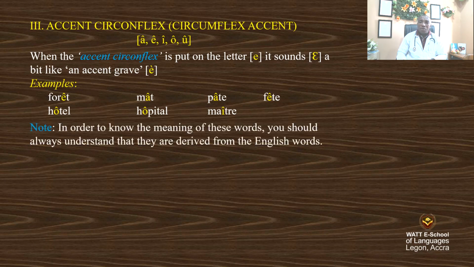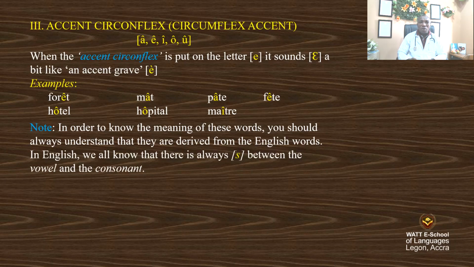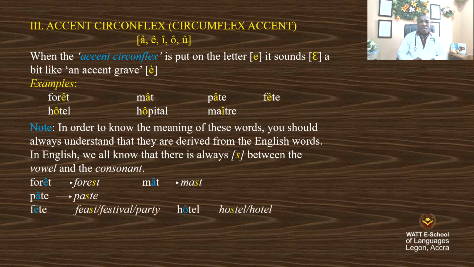In order to know the meaning of these words, you should always understand that they are derived from the English words. In English, we all know that there is always an S between the vowel and the consonant, like forêt. In between the vowel E and the consonant T, there's always an S in English. That is forest. So it becomes forêt, forest. Mât, mast. Pâte, paste. Fête, feast, or festival, or party. Hôtel, hostel.